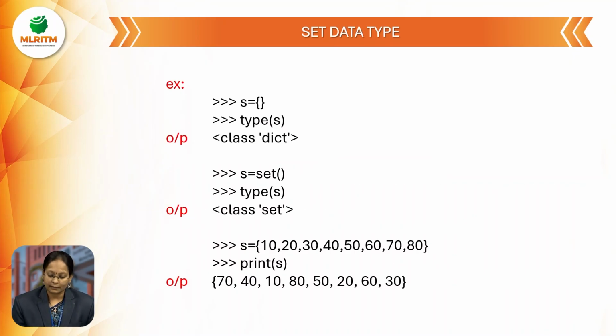For example, S is equal to only open and close braces with no elements. The type of S is, by default, dictionary. To create a set with no elements, we can use the set function. S is equal to set with no arguments. The type of S is class set. Here S is equal to some elements: 1 to 8, 10 to 80. Then we print S. These elements are enclosed in curly braces and separated by commas.